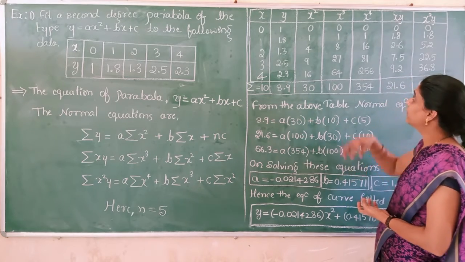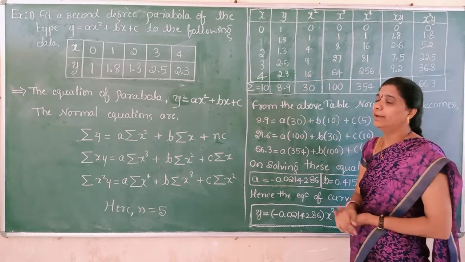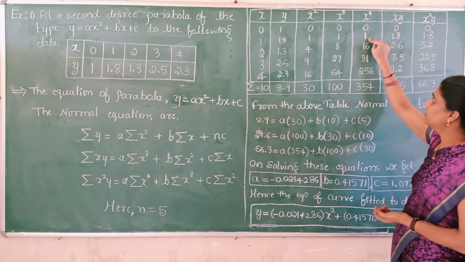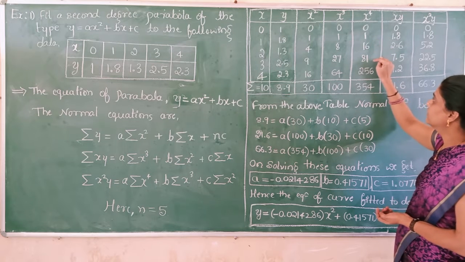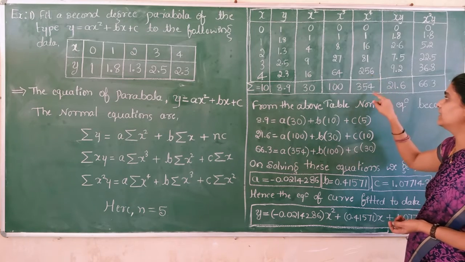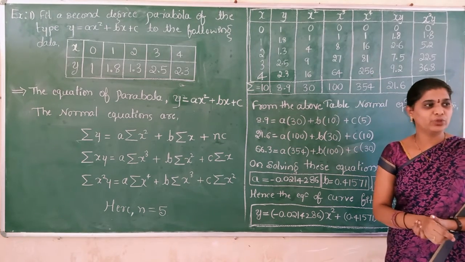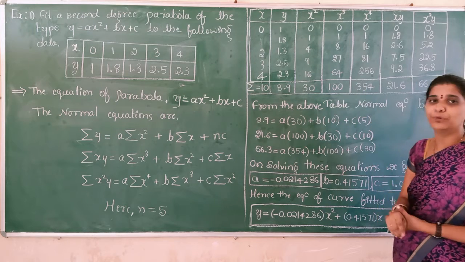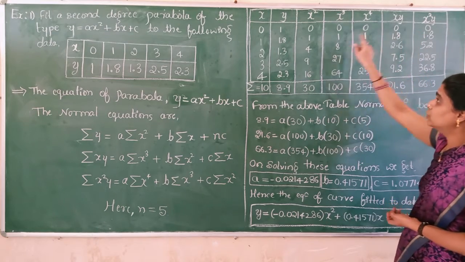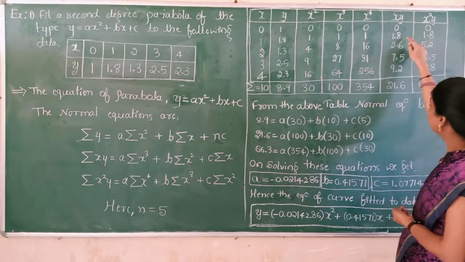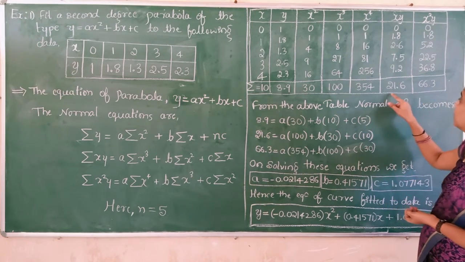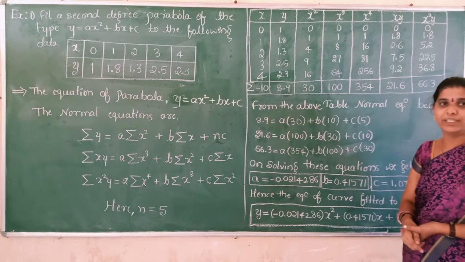In the same way we require x to the power 4 also. So make x values in terms of power 4: 0 raised to 4 is 0, 1 raised to 4 is 1, 2 raised to 4 is 16, 3 raised to 4 is 81 and 4 raised to 4 is 256. Again we add all the elements, we get sum of x to the power 4, that is 354 itself. Similarly we want xy, so multiply x into y, we get the xy elements. Adding all the elements of xy, we get sum of xy, that is 21.6 itself.